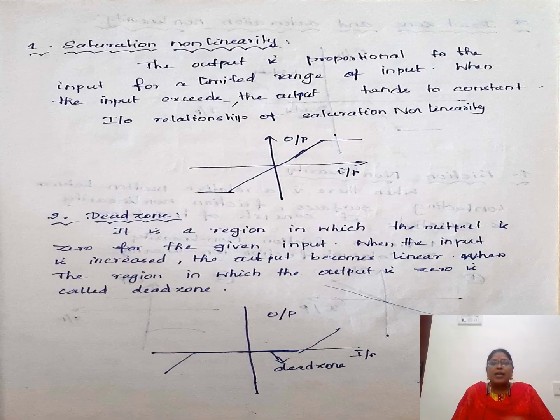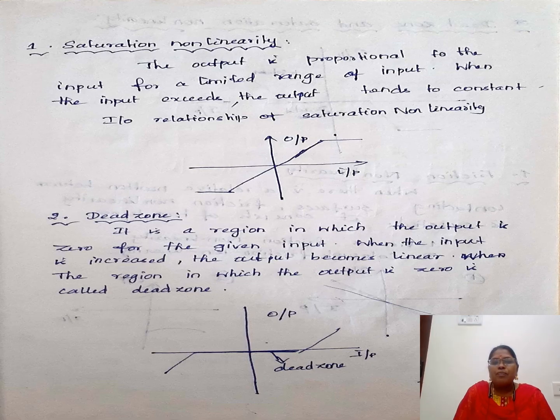The first one is the saturation nonlinearity. Here, this is the input and this is the output. The output is proportional to the input only up to a certain range; within this range, the input and the output are linear. Afterwards, the output remains constant. So we call this saturation nonlinearity. This is the input-output relationship of saturation nonlinearity.